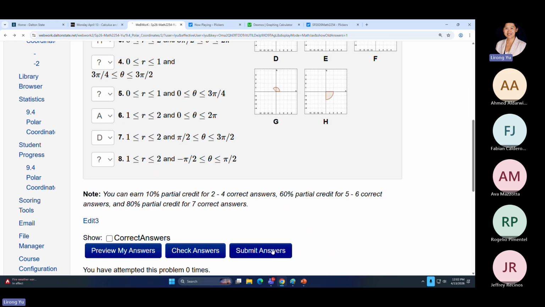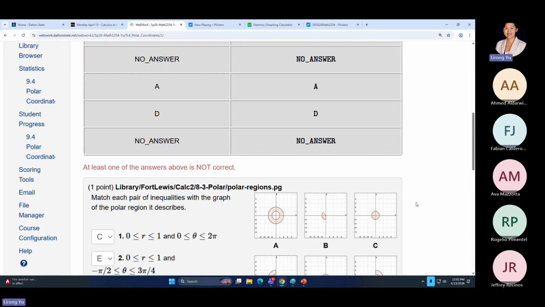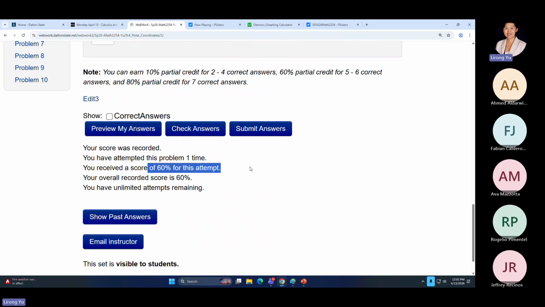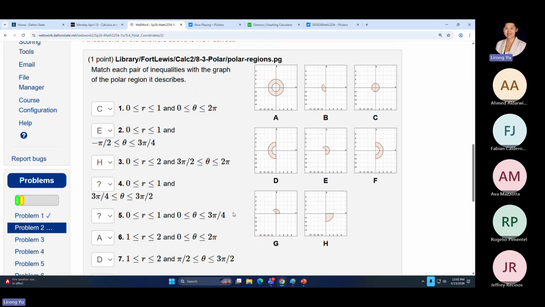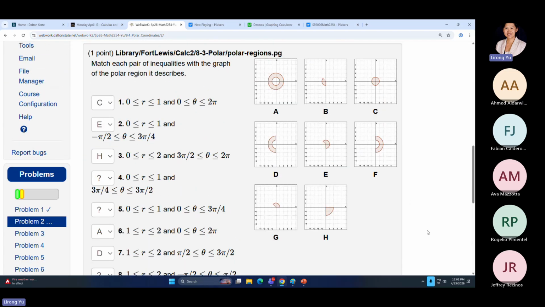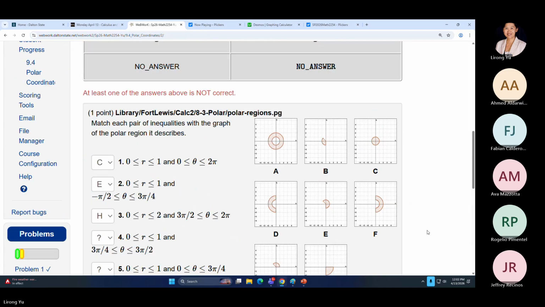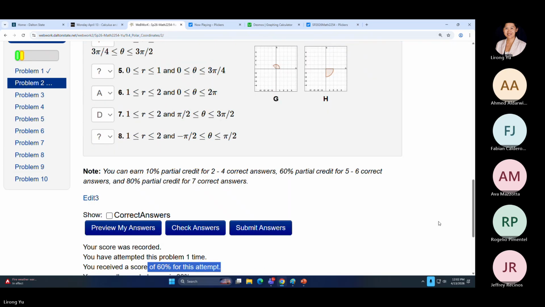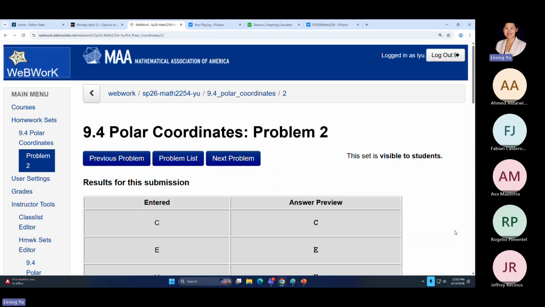I only finished some of the questions, so I leave a few questions for you to finish the rest. Any questions? So those are a couple of examples from the polar coordinate questions. Try the rest and let me know if you have questions.